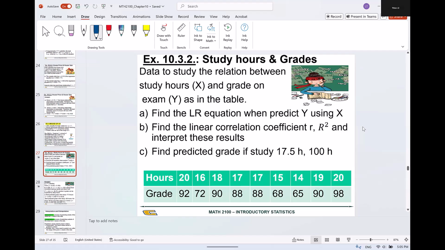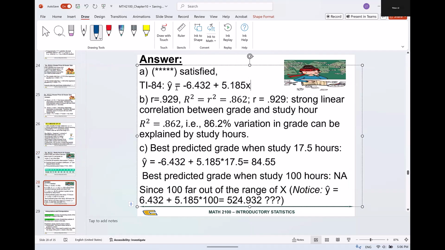If you do that correctly, and you have to be careful, okay? Make sure you double check, otherwise if you enter a wrong number, your equation will be wrong, your output will be wrong, and it will destroy the whole problem, right? Y hat equals negative 6.432 plus 5.185 x, okay? And you will also be able to get your R and R squared, these quantities.